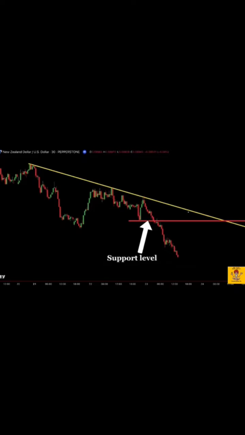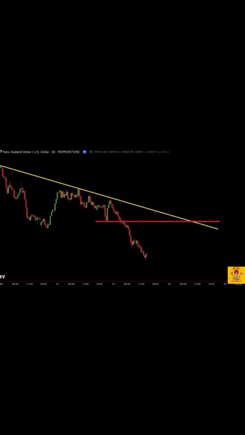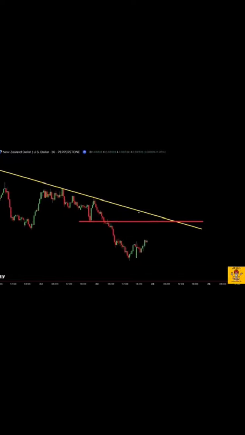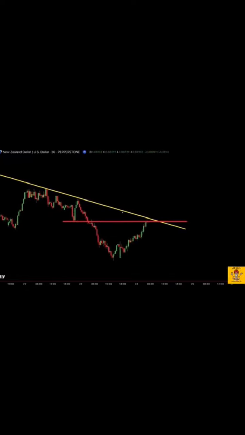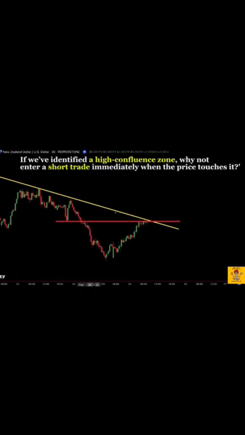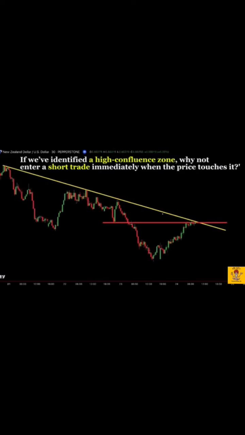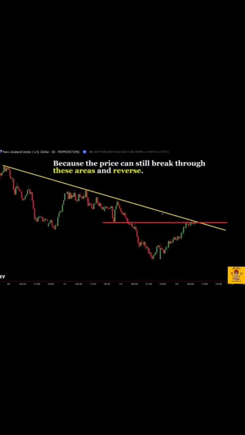Now we check where our trend line and resistance level intersect. This is the high confluence zone because multiple traders are watching this area for potential short opportunities. We do not enter blindly, we wait for price action confirmation. Now you might be thinking, if we've identified a high confluence zone, why not enter a short trade immediately when the price touches it? The answer is simple, because the price can still break through these areas and reverse. That's why we always wait for confirmation.